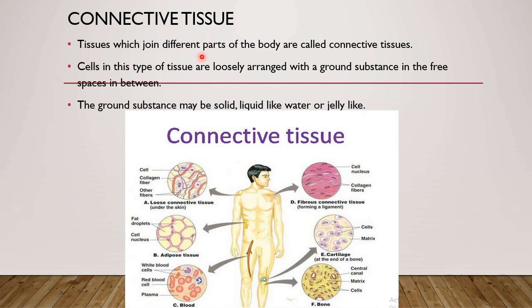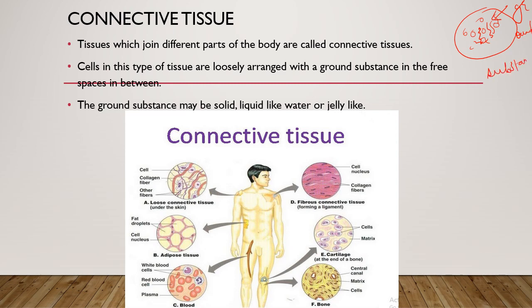So tissues which join different parts of the body are called connective tissue. As I said, if I'm moving my hand, my muscle and bone have to be attached, otherwise my muscle would be somewhere else and the bone would be somewhere else. So that work is done by this connective tissue. Cells in this type of tissue are loosely arranged with a ground substance in the free spaces in between them. So if this is a tissue, the tissue is made up of cells, no? In between there is some substance, and that is called the ground substance.